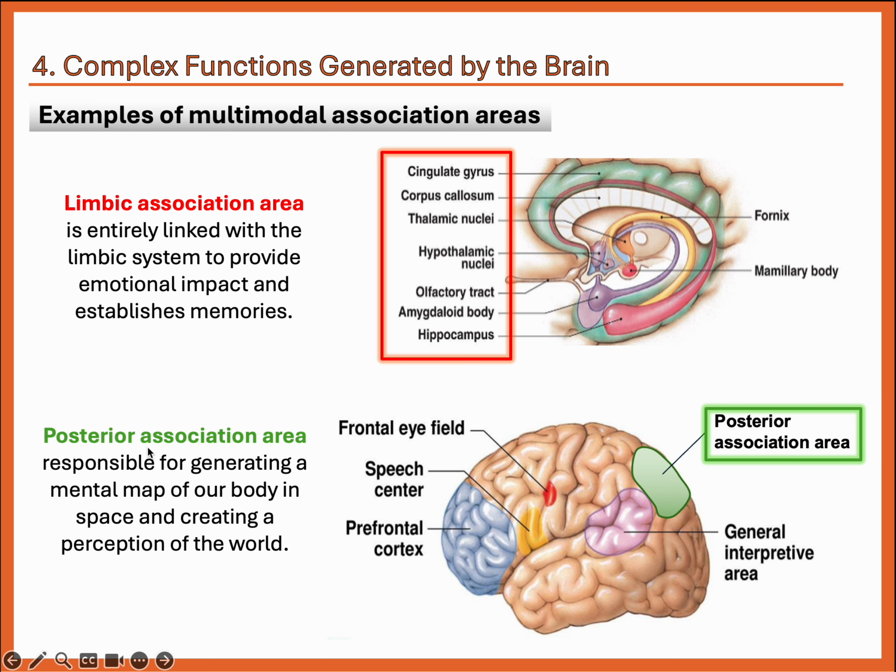This is an interesting one. Posterior association area over here. This is responsible for generating a mental map of our body in space and creating a perception of the world. This is really one of the first areas where all those sensory association areas converge. And as I was telling you, we perceive one world, right? There's not channels in our brain that switch from visual to hearing to smell, right? We see it all together, we hear it all together, we smell it all together.